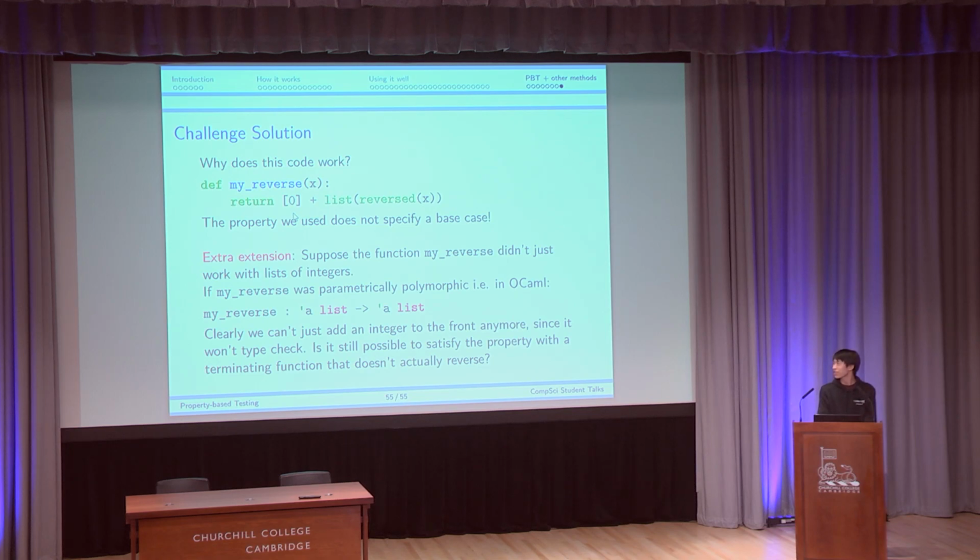Here's an extra extension. Suppose the function reverse didn't just work with a list of integers. Suppose it was parametrically polymorphic. So in OCaml, suppose it was a function defined by a single rule that takes in a list of alpha and then outputs a list of alpha. Now, can you not implement the reverse function? Or are you forever tied to implementing the reverse function? Do you have an answer?